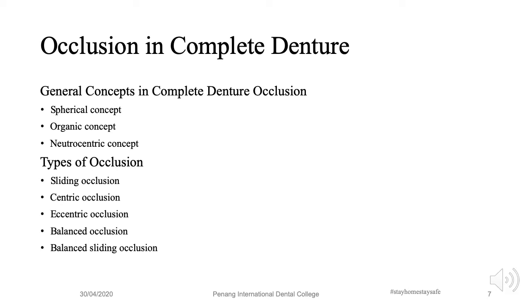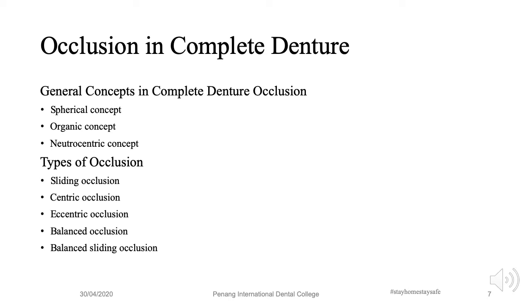So what is the spherical surface? There is a sphere of 8 inches with its center at the glabella. When you make a sphere with its center at the glabella, with an 8 inch radius, all the teeth are arranged on that sphere itself. So this is the spherical concept.